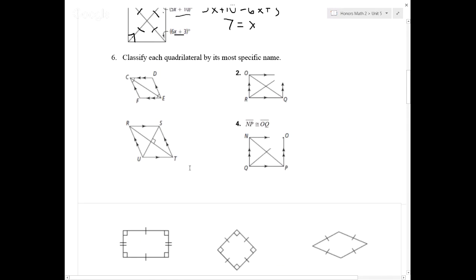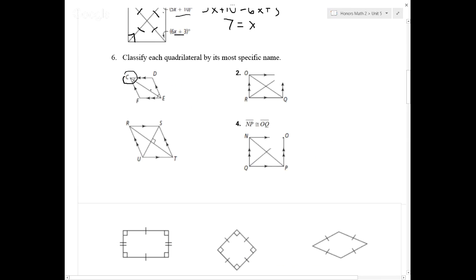Number 6, we're going to classify each quadrilateral by the most specific name. So we could call a lot of these parallelograms, but we have to look at the information we have to go a little bit further. In the first one here, I do have the parallelogram. Opposite sides are parallel. But what also happens here is right here, the diagonals bisect the angles.